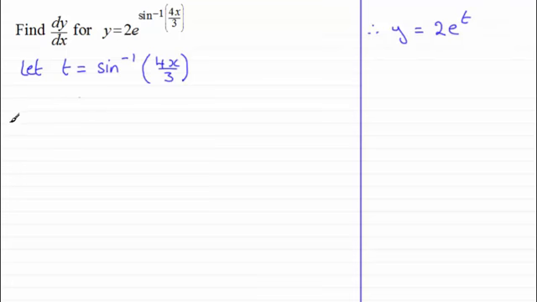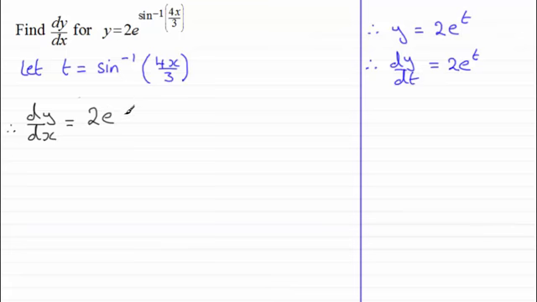So when it comes to working out what dy by dx is going to be, using the chain rule, we know it's dy by dt then times dt by dx. So for dy by dt, that's going to be equal to 2e to the power t. And if we substitute for t back in here, that's going to be 2e to the power inverse sine then of all of 4x over 3. And we just need to multiply this with dt by dx.